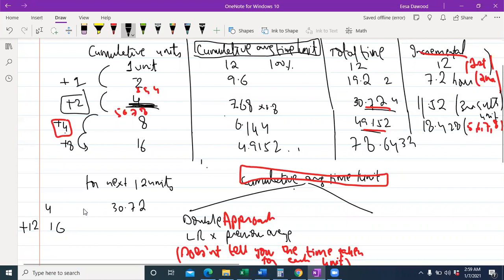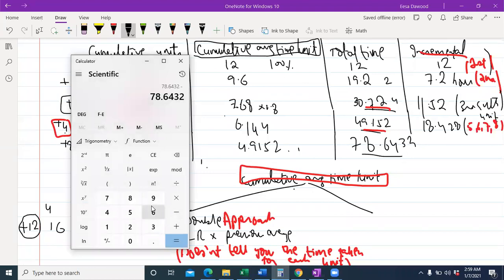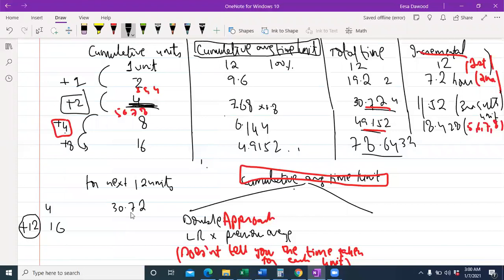So if the examiner asks what is the time taken for the next 12 units, you already have the time for 4 units, which is 30.72, and after 4, if you add 12, the cumulative total becomes 16. Then you calculate the total time for 16 units. When you deduct the 4 unit time from the 16 unit time, you get the incremental time for the next 12 units using the double approach. Minus 30.72, so this is the time, 47.9. So that is the double approach.